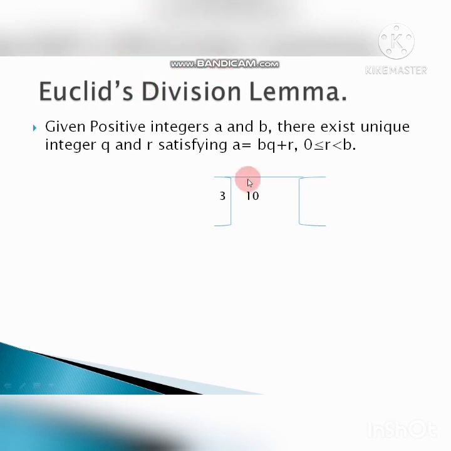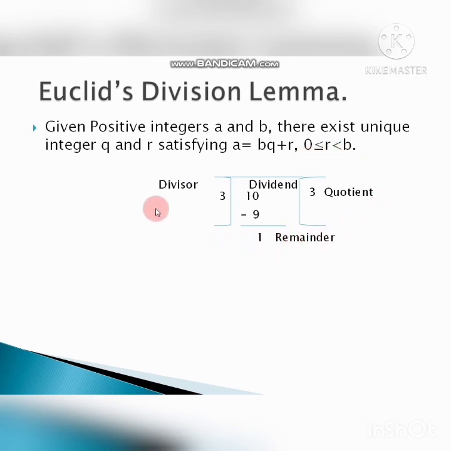So when I am dividing 10 by 3, we know that 3 threes are 9. Then 10 minus 9 gives us the remainder 1. Now we know the names of these numbers also, right? Let us recall as we have studied in our lower classes. This 3 is the divisor, 10 is the dividend, this 3 is the quotient, and this 1 is the remainder.